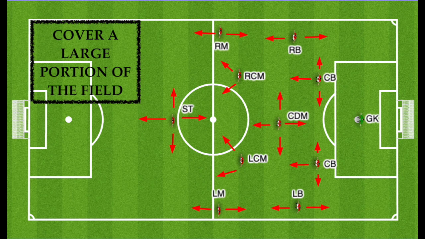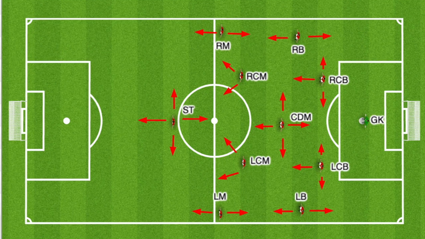In closing, one of the advantages of the 4-1-4-1 is that you cover a lot of space. You have a lot of options in the 4-1-4-1 formation to attack, so you can have up to 7 players attacking at once, and it's well suited for combination soccer, so a team that likes to combine with short passes.